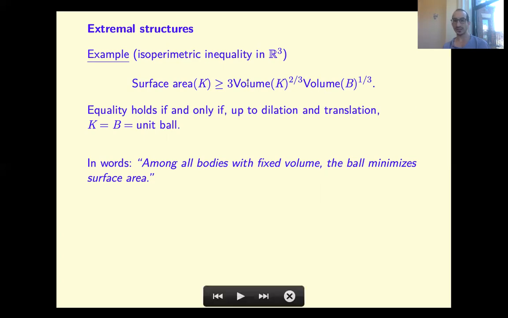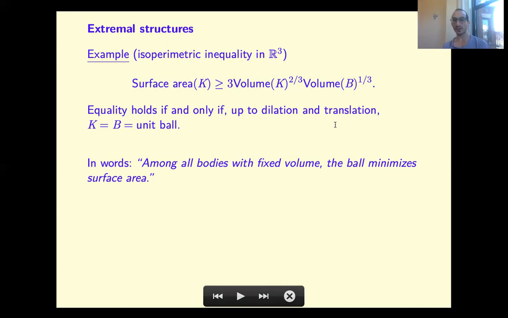And you can see that just because if you fix the volume here on the right-hand side, and you look at all bodies which have this volume, and you ask which one will have the smallest surface area of all the bodies with this fixed volume, then obviously it would be the one which attains equality in this inequality.